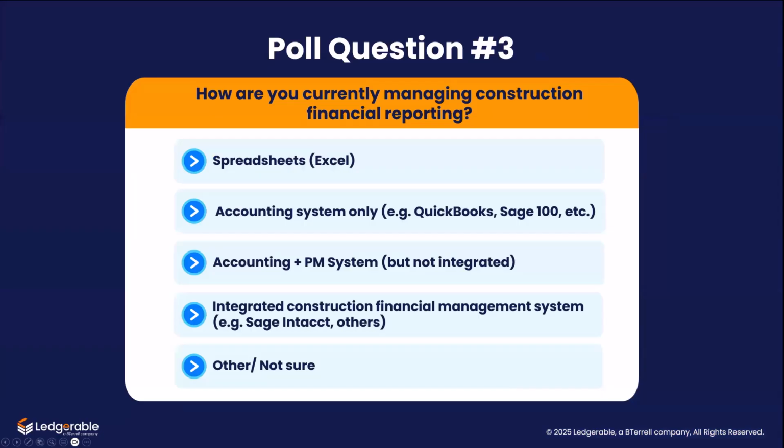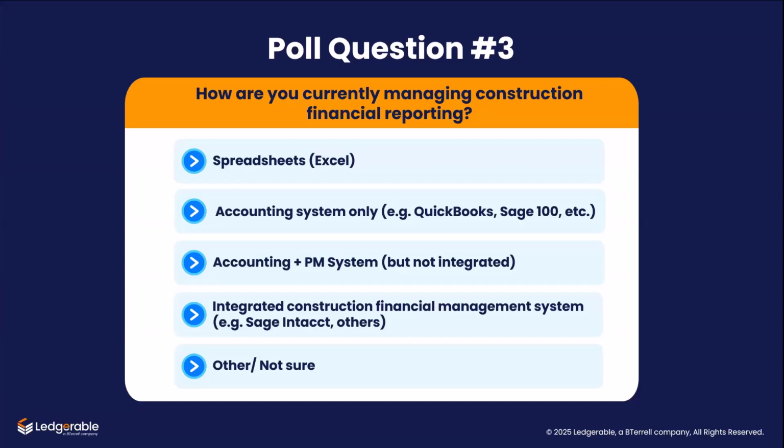Now that we have seen how the variance report pulls data in real time from multiple sources, let's take a quick poll here. How are you currently managing construction financial reporting? We'll let everybody take a moment here to respond. And think about the sources of your data, like AP, PO, payroll, change orders, etc.